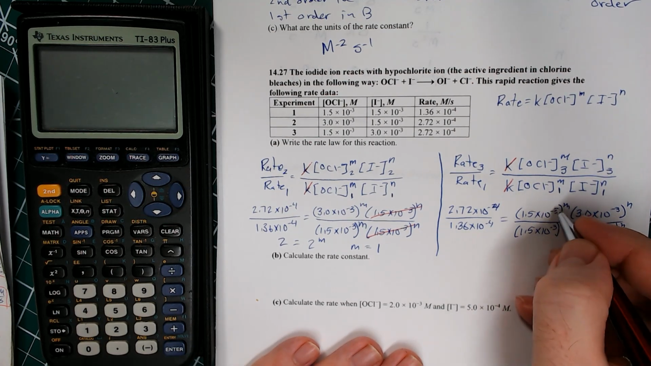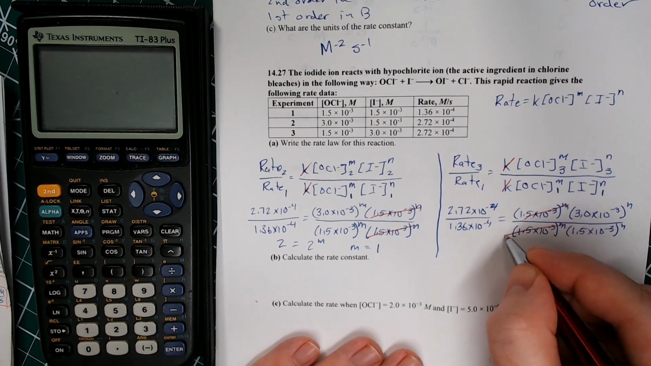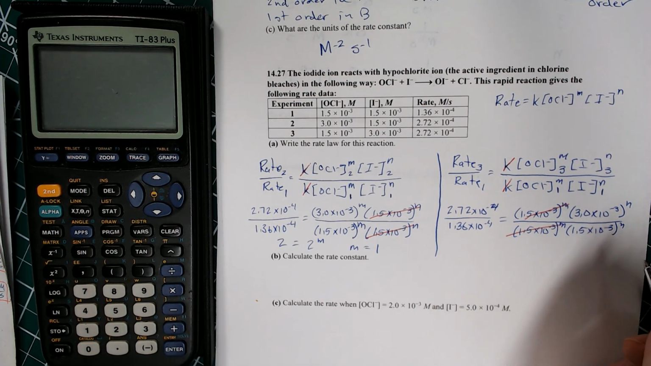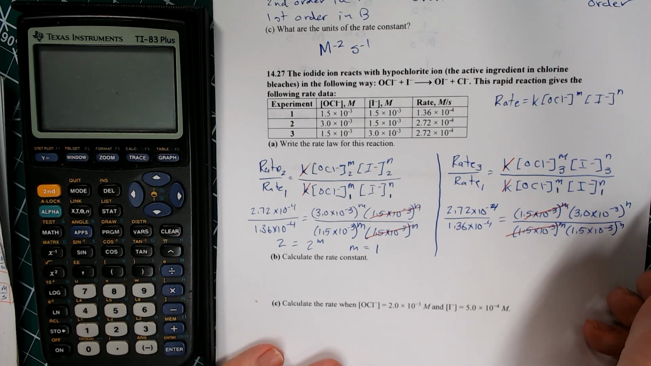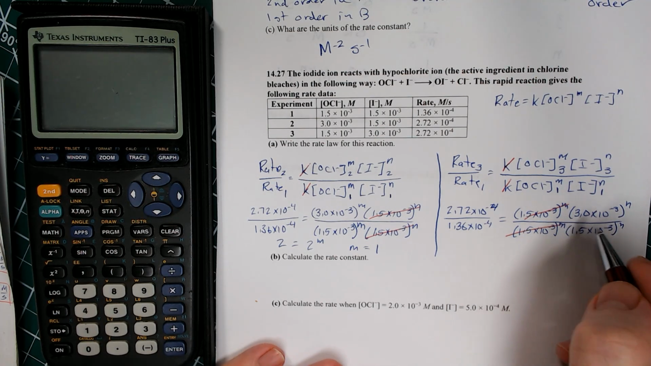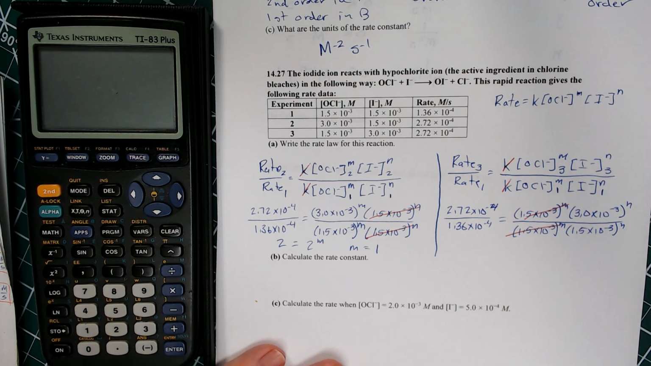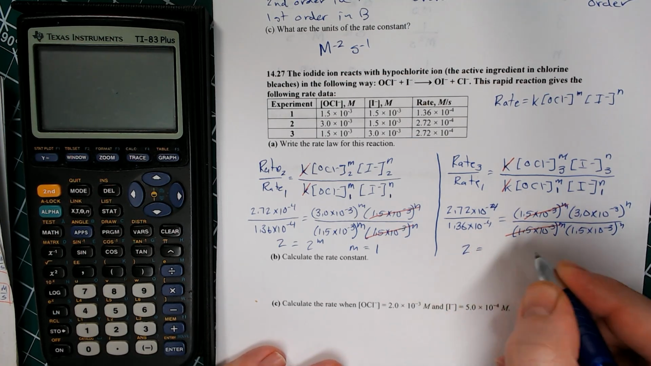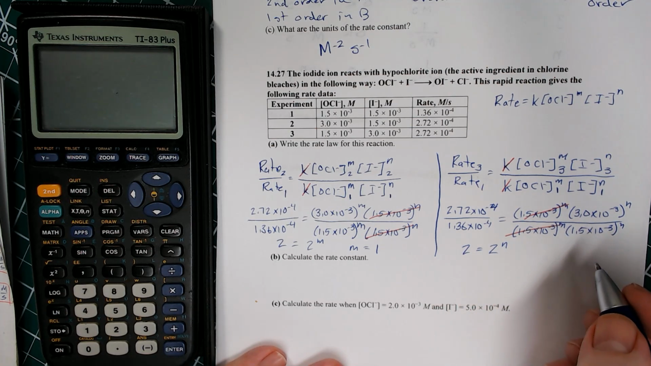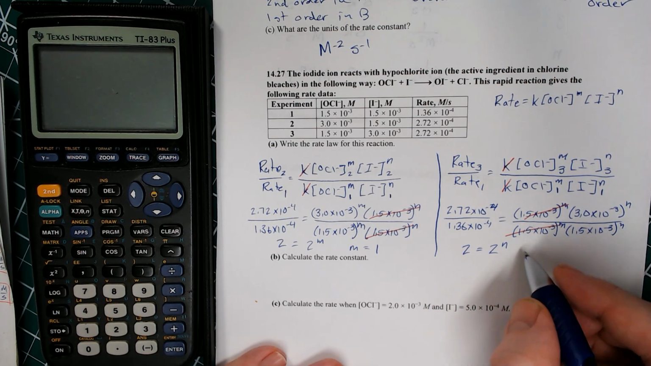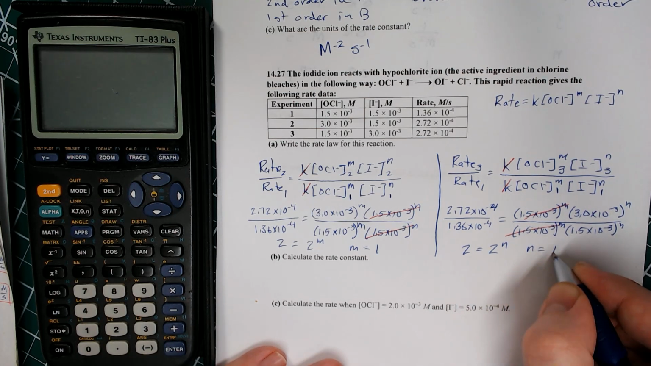Just like what we did in the other half of this problem, we can cancel out the concentration of hypochlorite to the m power, and then we're going to get 2 is equal to 2 to the n. Again, we don't need the calculator in order to figure this out. That n has to be equal to 1.